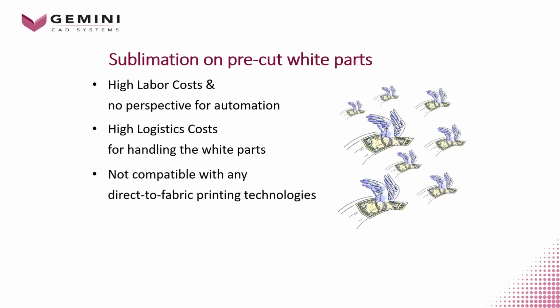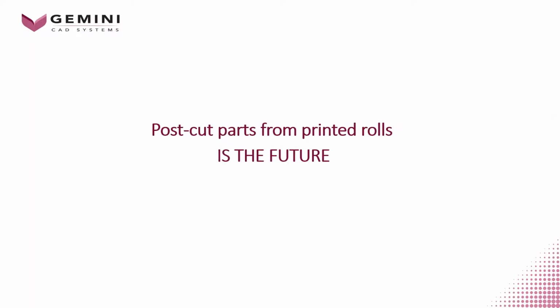So there is no future in cutting the white parts and then applying the artwork on it. This will become more and more marginal, again, because there is no perspective of automation and the costs are very, very high. Printing the fabric and then cutting the shapes is obviously the future.